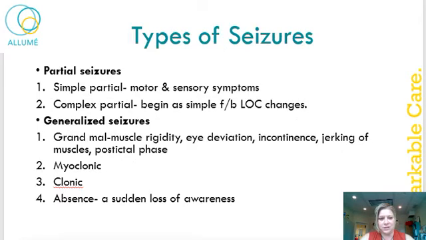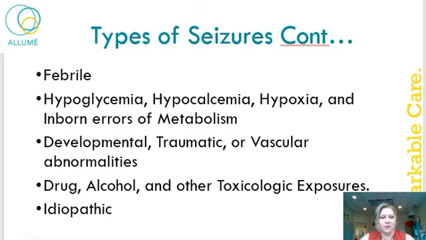There's a few types of seizures. There's partial seizures. There's a simple partial, where there's motor and sensory symptoms. And then there's a complex partial. They begin as a simple partial and then they're followed by LOC changes. There's generalized seizures, which include the grand mal, muscle rigidity, eye deviation, incontinence, jerking of muscles, and there's a post-ictal phase afterwards. There's myoclonic seizures, there's clonic seizures, and then there's an absence seizure, which is a sudden loss of awareness. There's also febrile seizures.